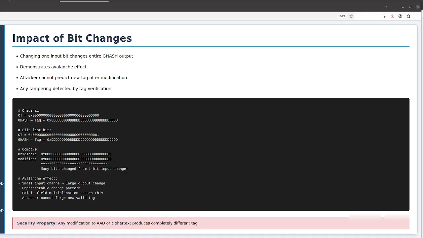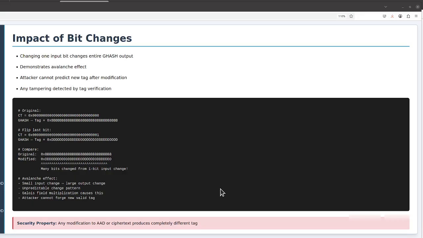Process lengths. Ciphertext 128 bits. Y2 equals 0 XOR 0x00...80 times H. Let's say this gives 0x22...22. XOR with encrypted counter 0, let's say 0x99...99, to get tag 0xBB...BB.